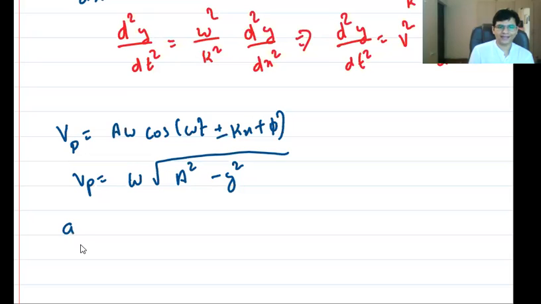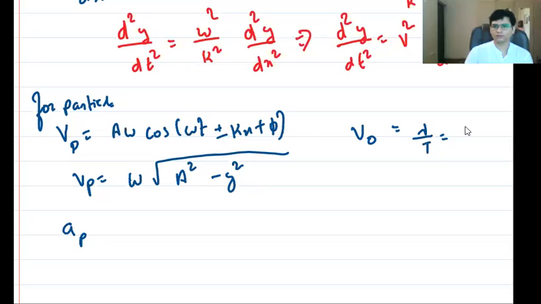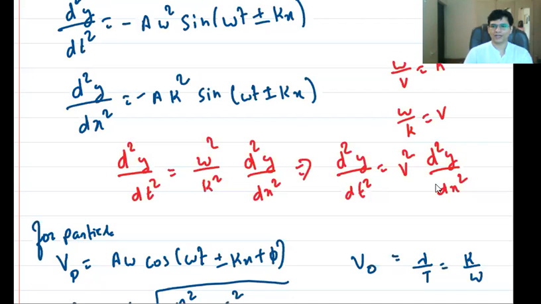So omega a, and this is for particle. Okay, and velocity of wave v naught, velocity of wave is equal to what? Tell me. Velocity of wave is equal to lambda by t, which is equal to omega by k, right? Omega by v is k, so v is equal to omega by k, है ना? Right?